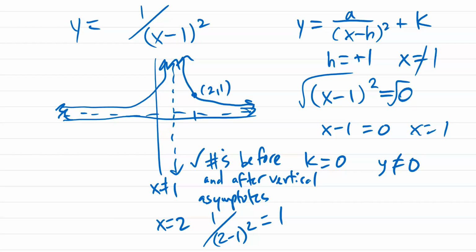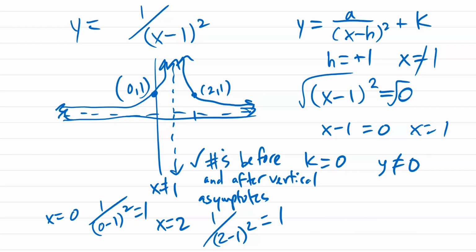That's to the right of that. What if I check to the left of that? So instead of 1, let's just check what happens if x equals 0. Well, that would be 1 over 0 minus 1 squared. That gives me 1 over 1. That also gives me 1. So at 0, it crosses right there at (0, 1). Tells me I'm in the top region on both sides.